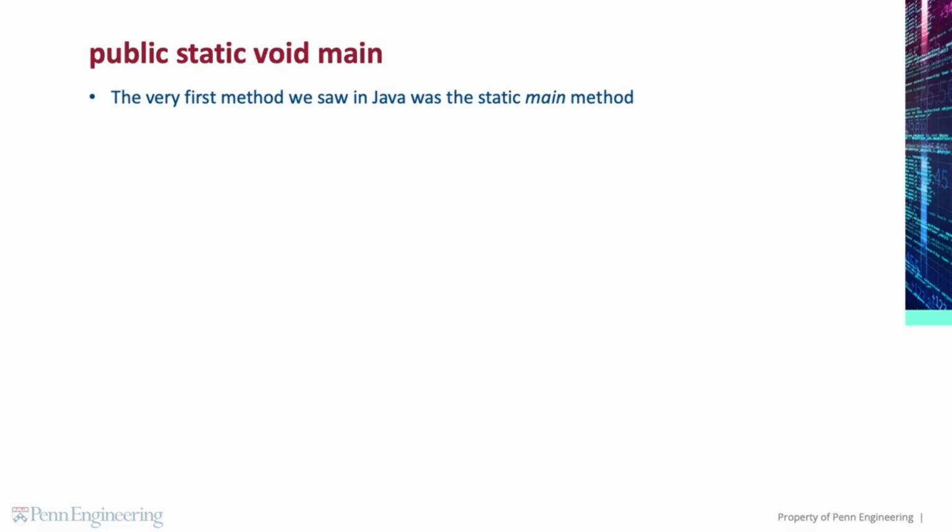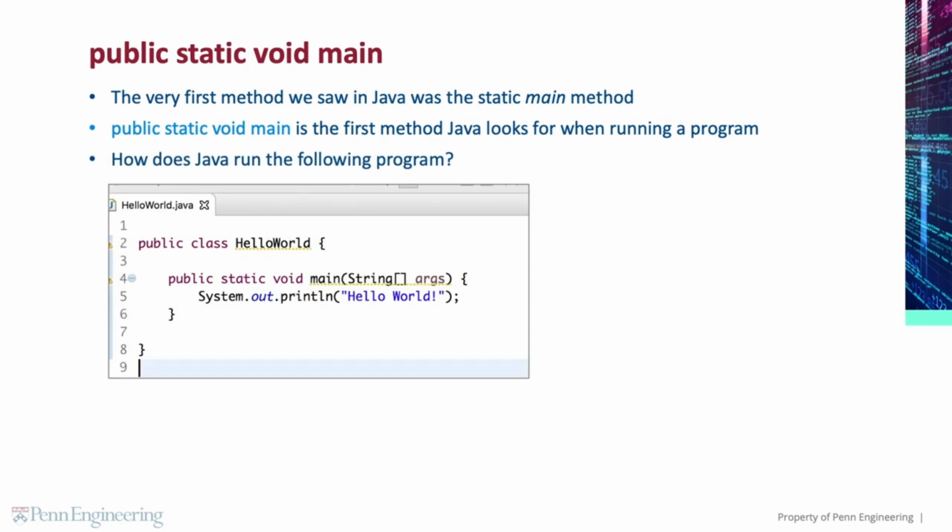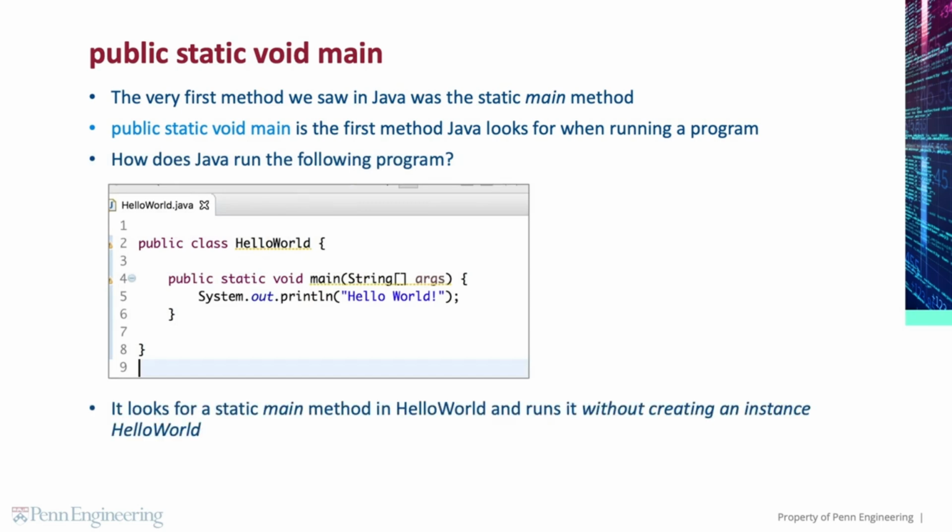The very first method we saw in Java was the static main method. Public static void main is the first method Java looks for when running a program. How does Java run the following program? It looks for a public static void main method in HelloWorld and runs it without creating an instance of HelloWorld.